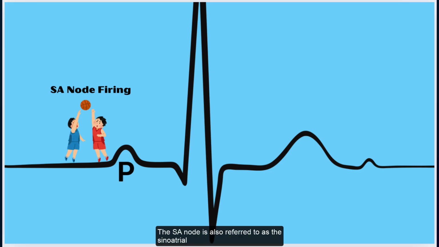The SA node is also referred to as the sinoatrial node and is found in the right atrium of the heart. The SA node is the pacemaker of the heart, meaning it initiates our heartbeat. Think of the SA node firing as the jump ball at the start of a basketball game. The SA node firing is the ball being thrown into the air. Just as a jump ball indicates the start of a basketball game, the SA node firing indicates the start of the electrical impulse that travels through the heart. It happens prior to atrial contraction.